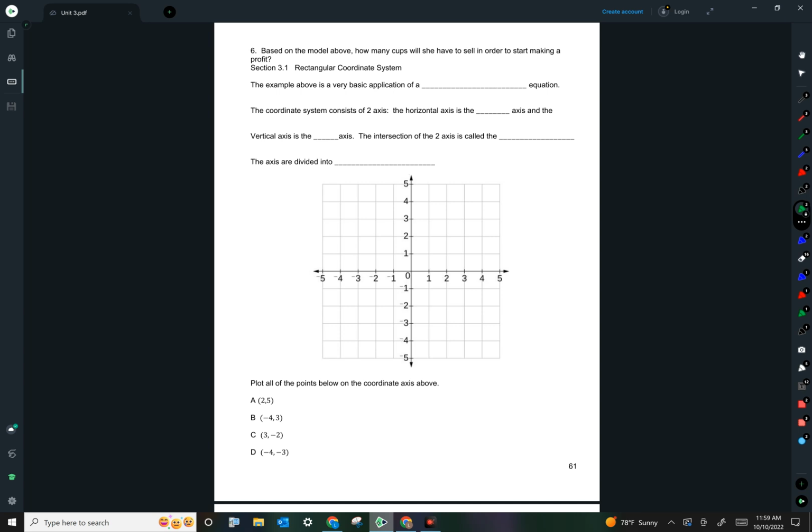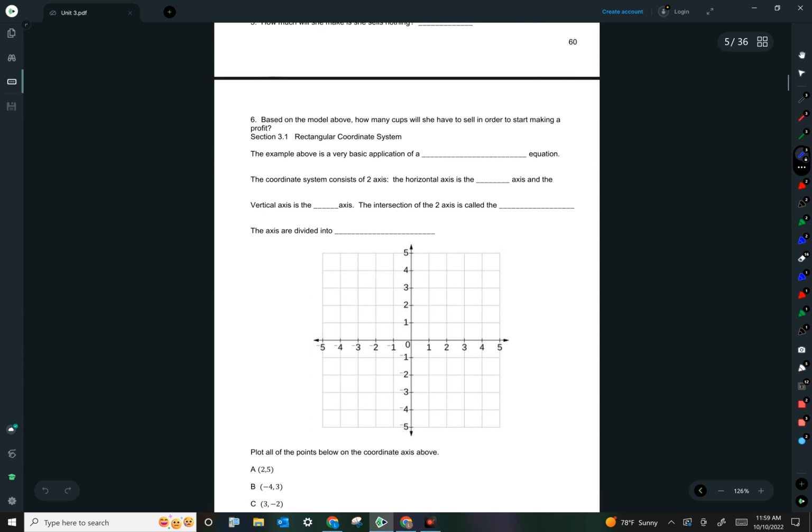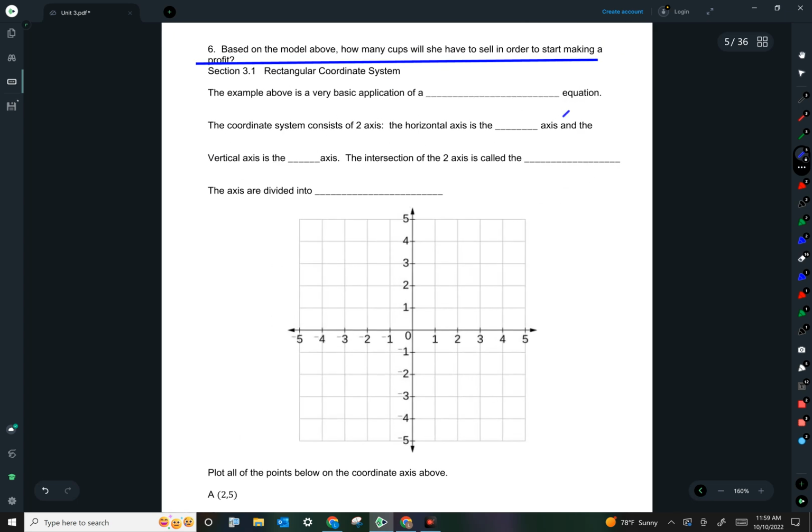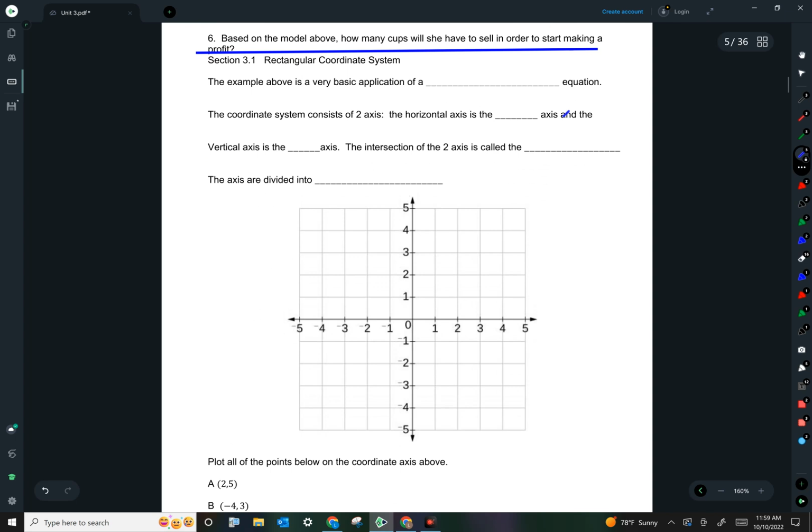Okay, so this is the Algebra 1 video for section 3.1, and actually I'm going to jump into the notes on page 61, right here. So right where it says section 3.1 rectangular coordinate system. I'm not going to X out the stuff before that. We'll come back to that in a little bit.